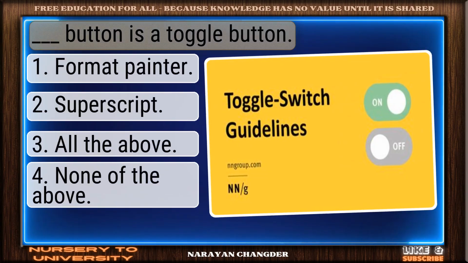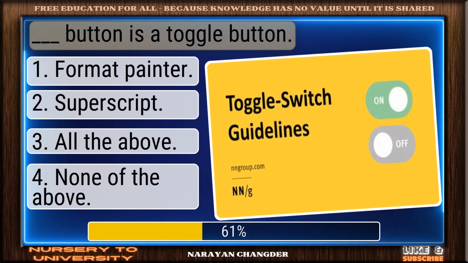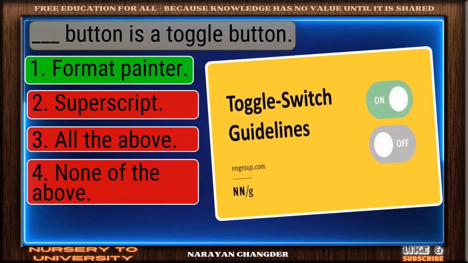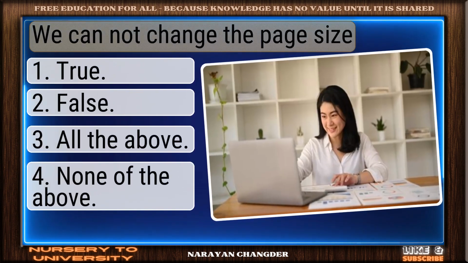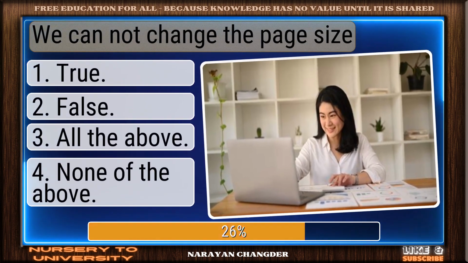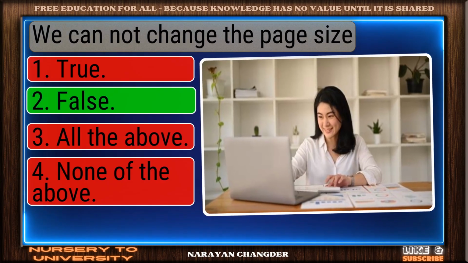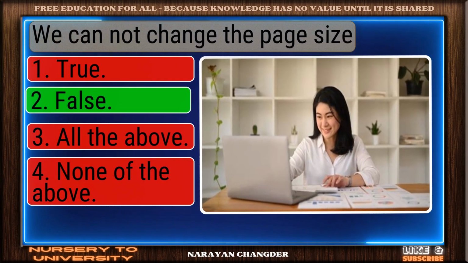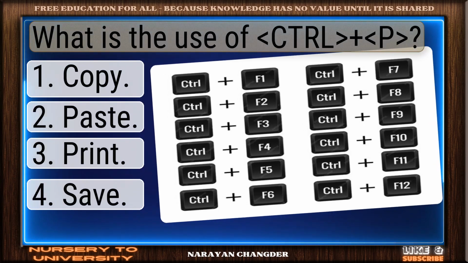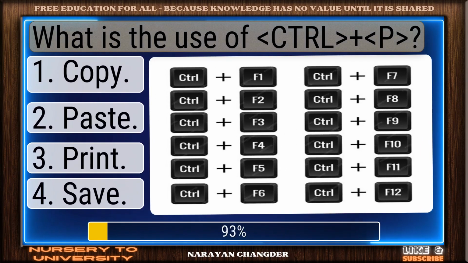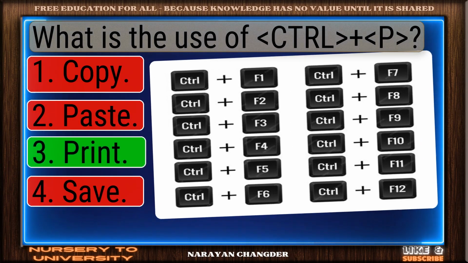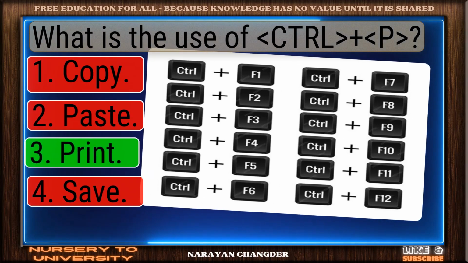Dash button is a toggle button. Nice work. You chose Format Painter, and it is correct. We cannot change the page size. Great thinking. False is the right choice. What is the use of Ctrl plus P? Well done. Print is the right choice.